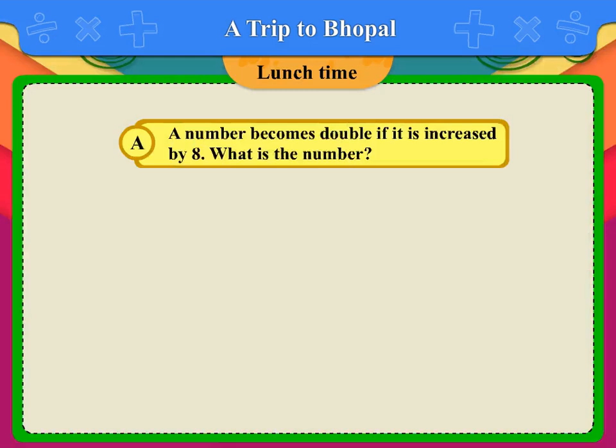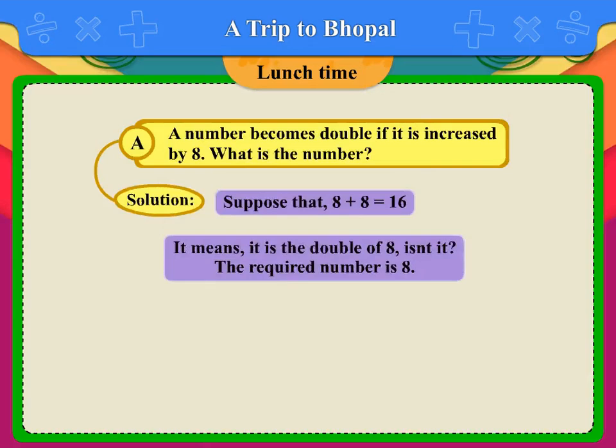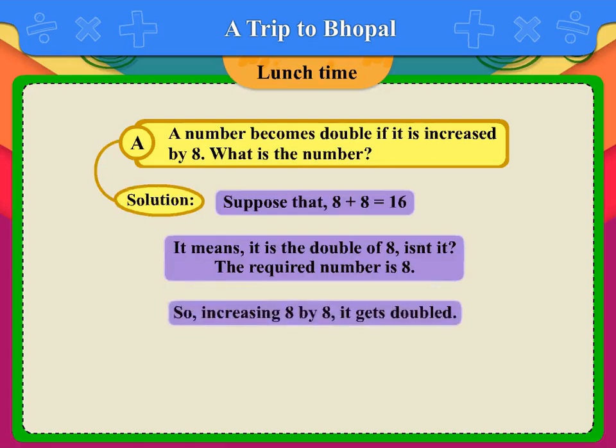A. A number becomes double if it is increased by 8. What is the number? Solution. Suppose that 8 plus 8 is equal to 16. It means it is the double of 8, isn't it? The required number is 8. So, increasing 8 by 8, it gets doubled.